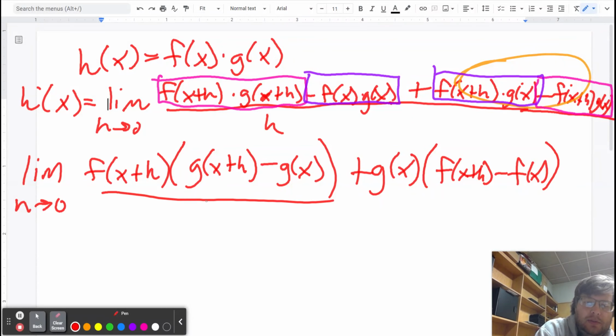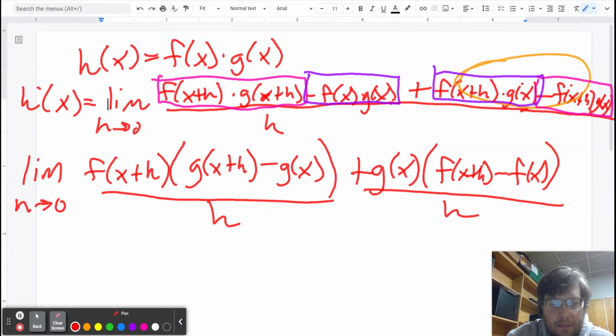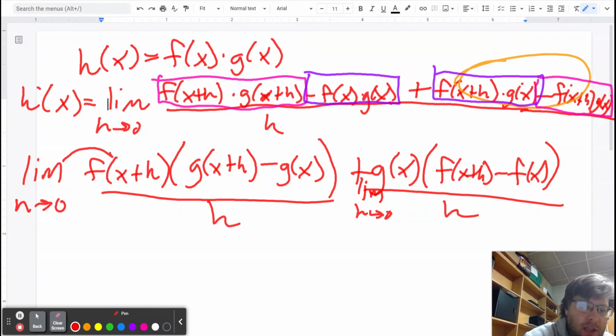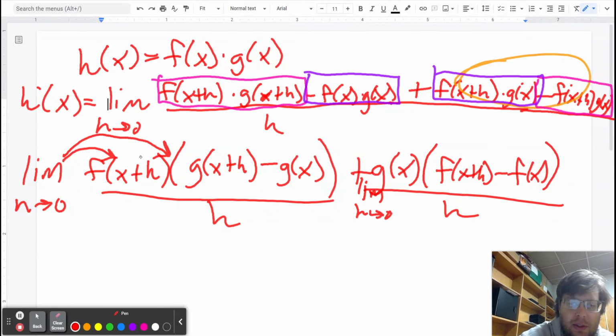Now, because it was all over h, I can actually split it up into two different pieces that are each over h. And then I can distribute the limit across addition, because the limit of each of those pieces separately will exist. Okay, now I can even do some more distributing of the limits here. The limit of f of x plus h surely exists, and the limit of this surely exists, because that would just be g prime of x. Same idea here. The limit of g of x, well, that doesn't even depend on h, so its limit exists, and the limit of the other fraction also exists.